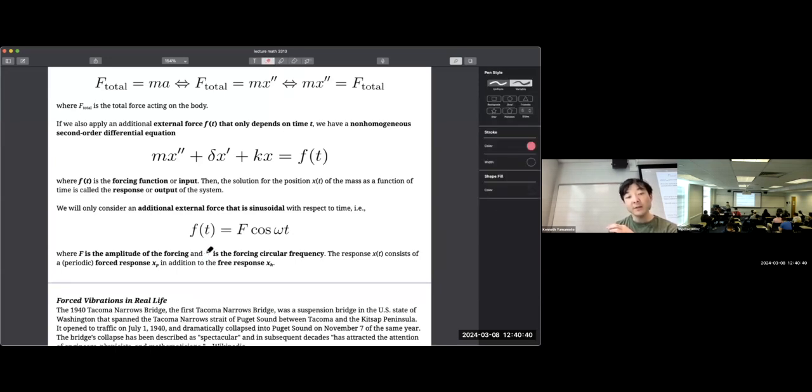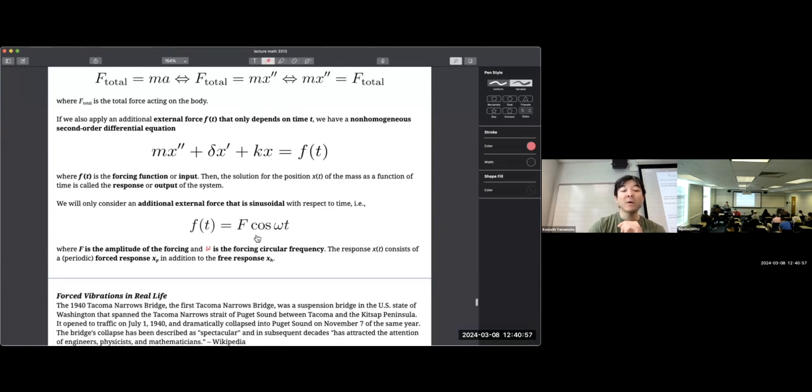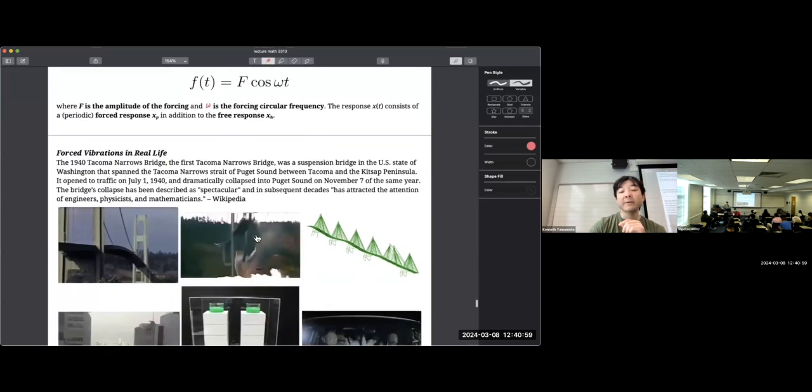Omega is called the forcing circular frequency. It describes how quickly you're shaking the object. That's just an external force. And this happens in real life, right?